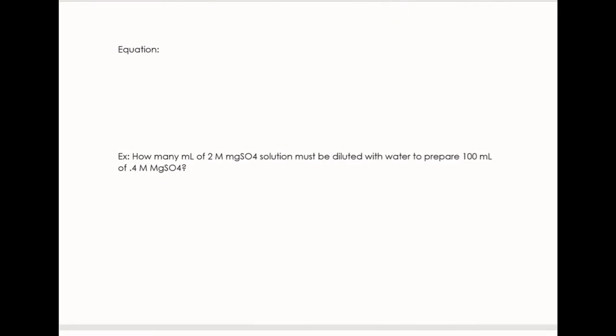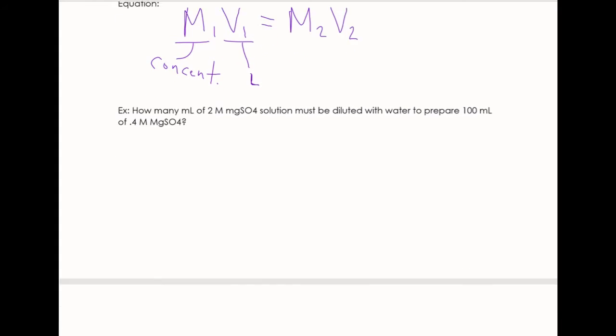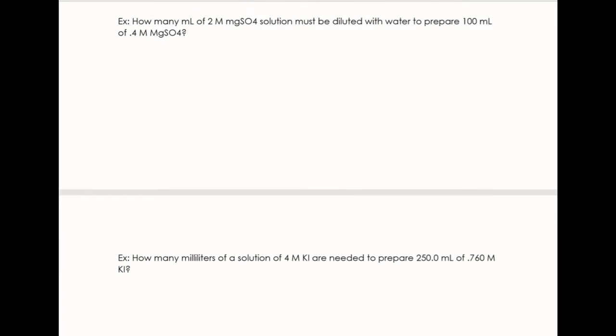Okay, so there is an equation for this, and that equation is M1V1 is equal to M2V2. Okay, so this M1 right here is going to be your original solution's concentration, that molarity. And then V1 is going to be the volume in liters of that original concentration. Okay. And then M2V2 is going to be the same thing. It is the concentration and volume for whatever you're trying to get to in the end there.